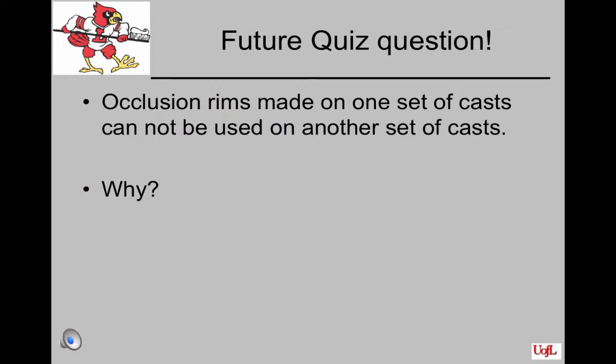This is often a question that's given on the boards. If you make occlusion rims on one set of cast, can they be used on another set of cast, and why?